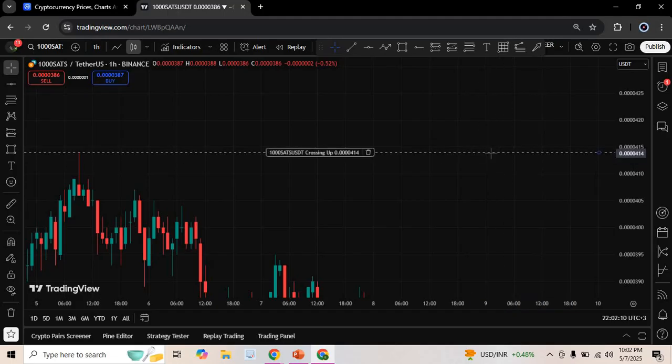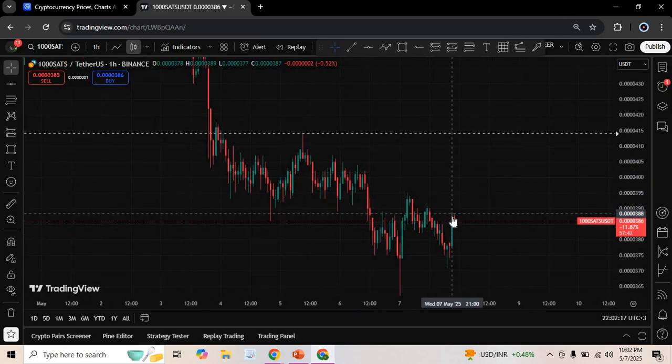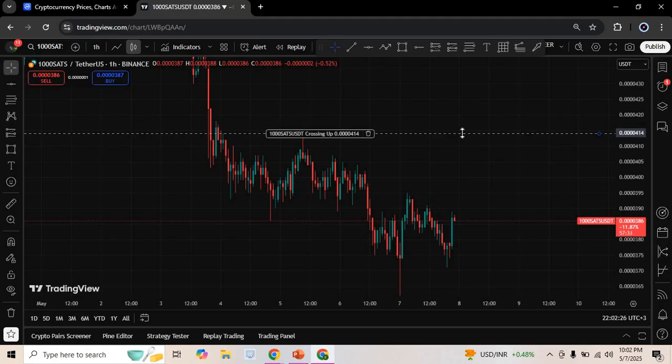Yes, there's a thin line right here to highlight your alarm. So anytime 1,000 sats cross this alert that you've set, it will notify you in your email. It will notify you on your phone, SMS, if you've connected your TradingView to your phone number. But most essentially, it produces an alarm-like sound.